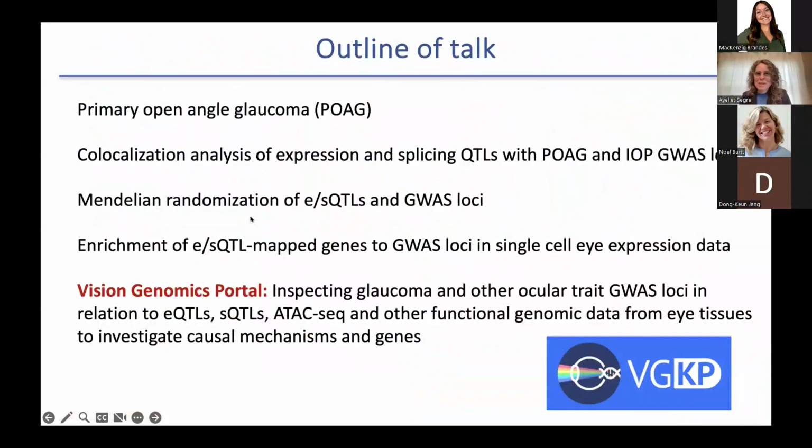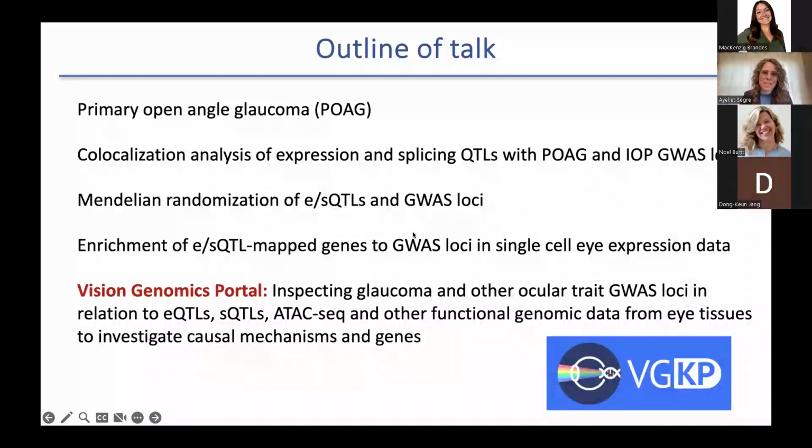So the outline of my talk, I'm going to give you a brief introduction on primary open-angle glaucoma. That's the most common form of glaucoma. Tell you about what has been discovered so far with respect to GWAS for this disease. And then I'll discuss some work that we have done to try and prioritize the underlying causal mechanisms and genes using colocalization analysis of expression and splicing QTLs and Mendelian randomization of co-occurring QTLs and GWAS loci.